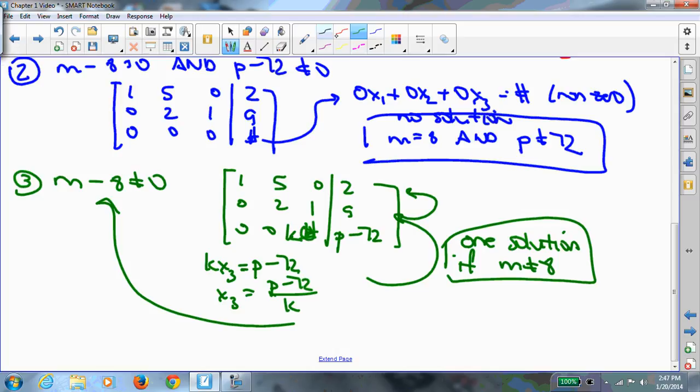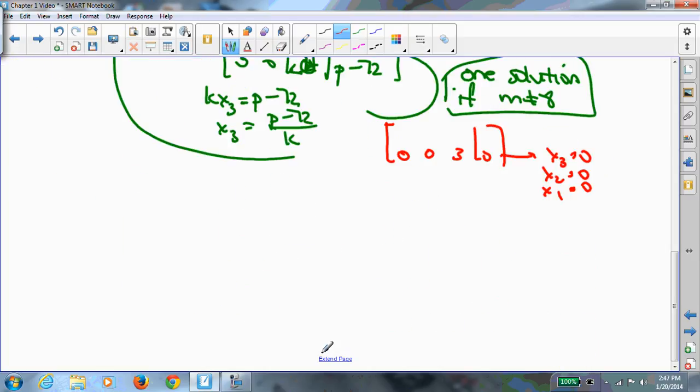Now notice I don't need to consider p minus 72 equals 0, because if I have in my bottom row something like 0, 0, 3, 0, all that means is that x3 equals 0, and then I would go back and solve for x2, which would be 0, and x1 would also equal 0, and if you recall, that's our trivial solution. Now that's not the only solution possible, that's just from this example that I made up.